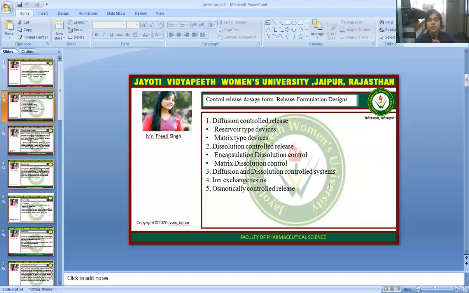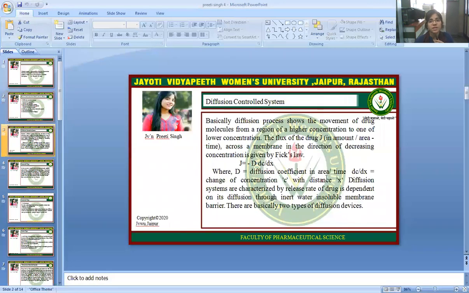First one is diffusion controlled release. Diffusion controlled release is divided into two parts: reservoir type devices and matrix type devices. The next type is dissolution controlled release, which is also divided into two parts: encapsulation dissolution control and matrix dissolution control. The third one is diffusion and dissolution control system, also divided into two parts: ion exchange resin and osmotically controlled release.